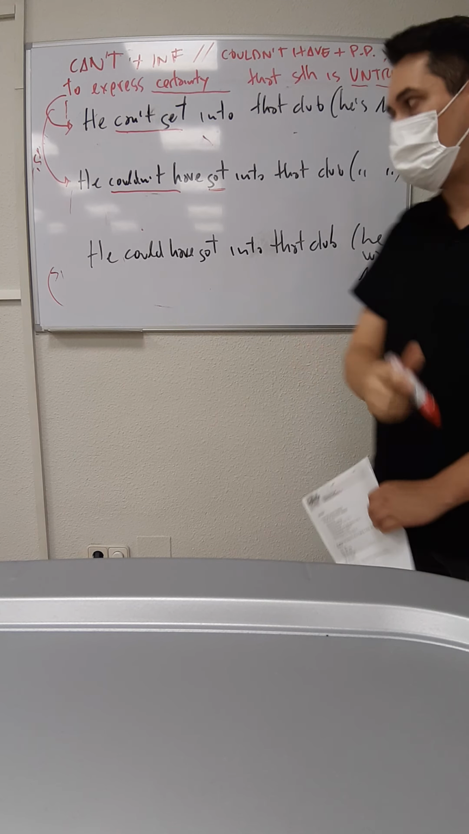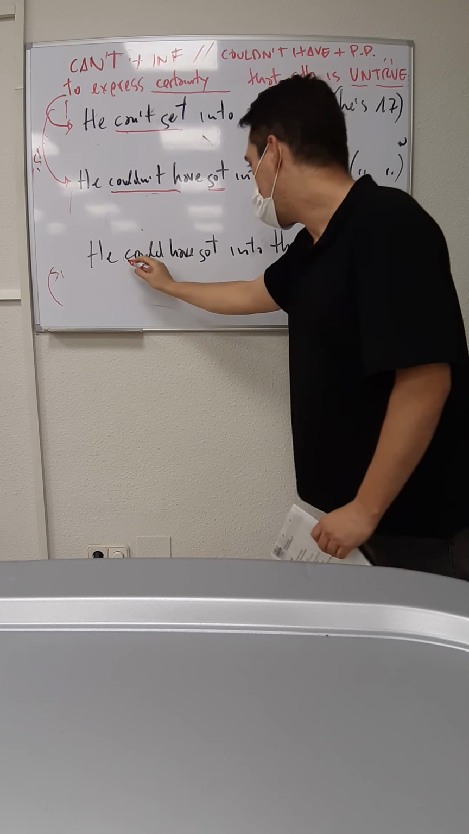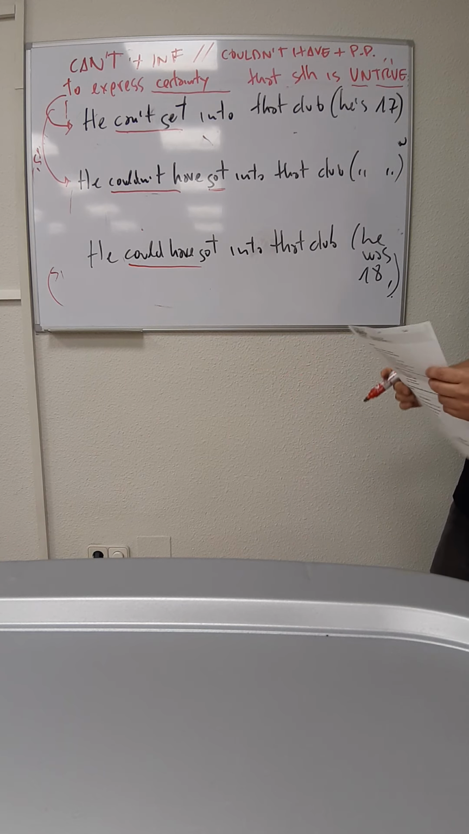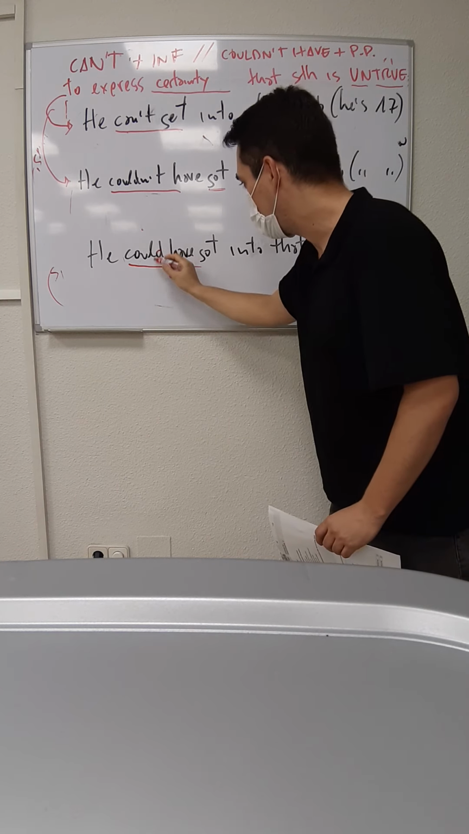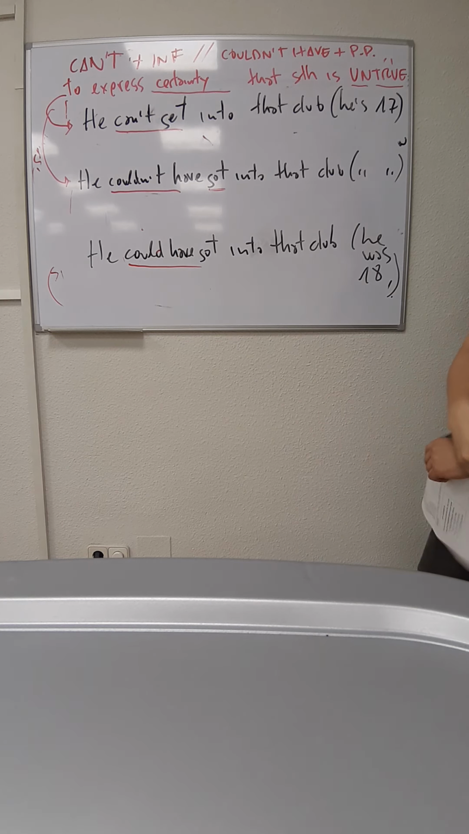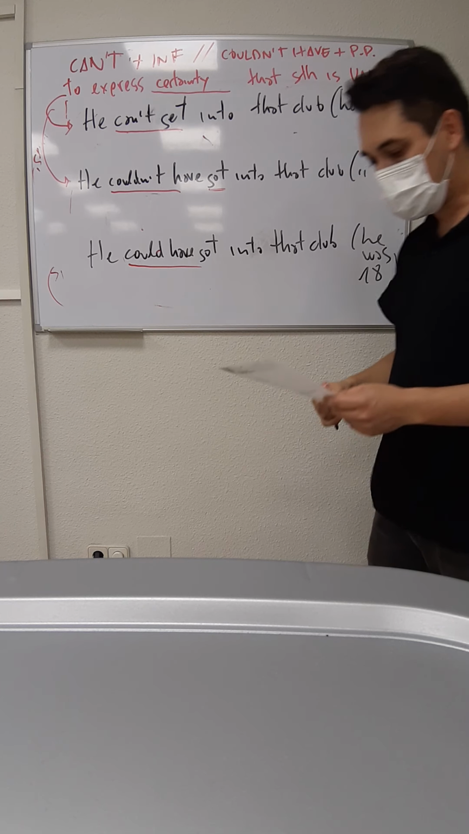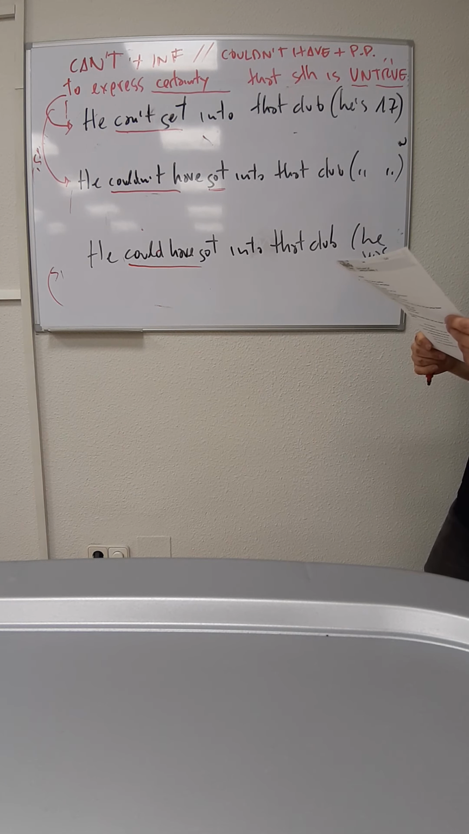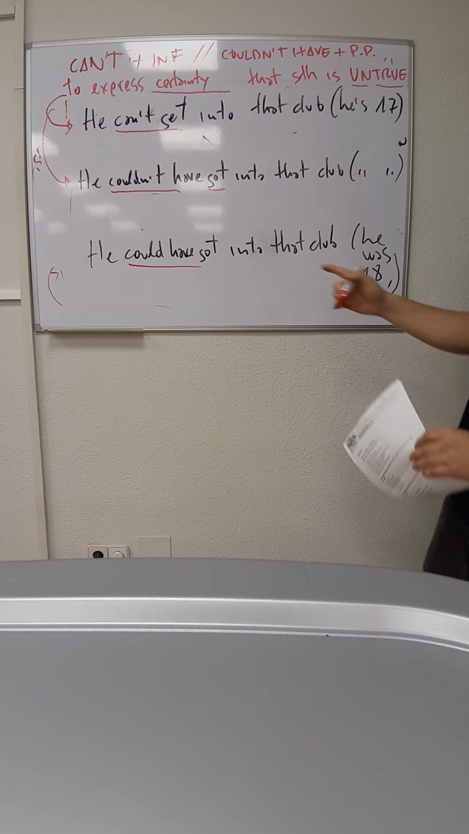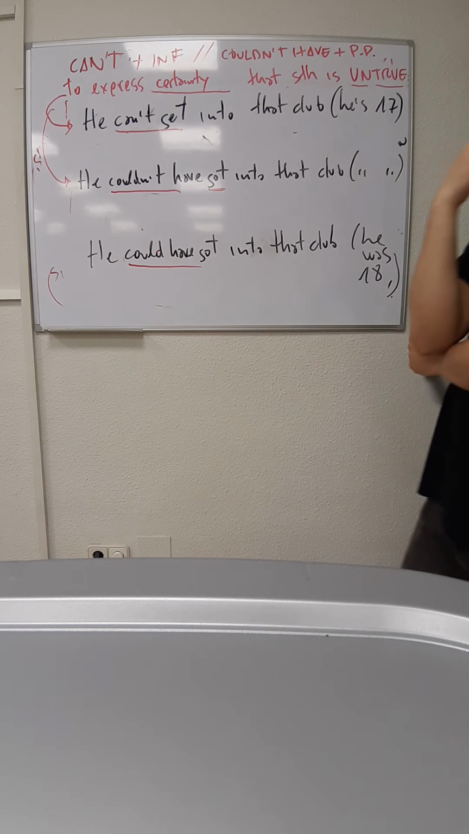Okay, now have a look at this one. He couldn't have gone into that club. Sorry, he could. This is positive. He could have got into that club. He was 18. Here I'm talking about the past. Here, what am I expressing?